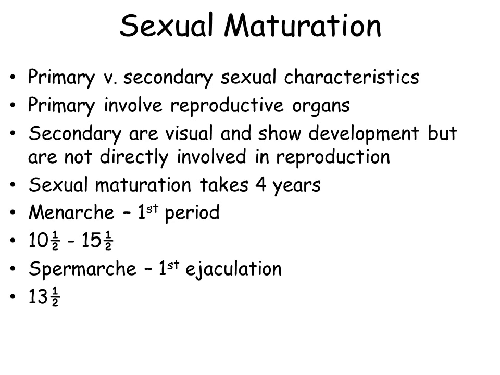So breast development, that's secondary. You don't need them to reproduce, but they do still develop. Sexual maturation takes about 4 years. So for girls, it starts with the first period, which is called menarche. And that happens between 10 and a half and 15 and a half.